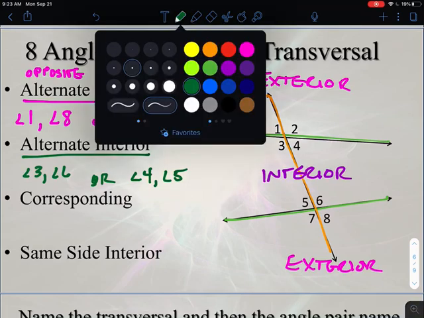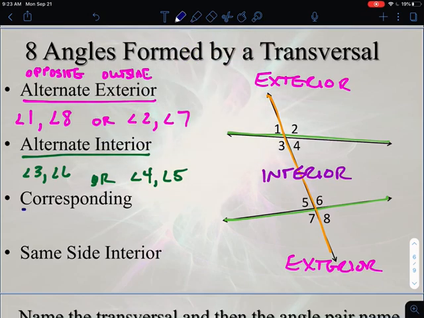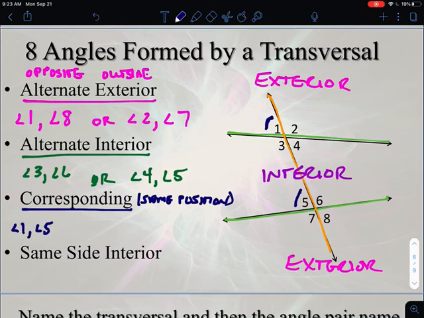If we continue that then, the next type of angle is called corresponding. Now corresponding is kind of like saying same position. So these are going to be in the same exact position, meaning when I pick one angle, I need the other angle that's in the exact same position. So angle 1 here is in the top left. I need the angle down below that's in the top left as well, which would be angle 5. So angle 1 and angle 5 would be corresponding. Or any angle pair that's in the same location.